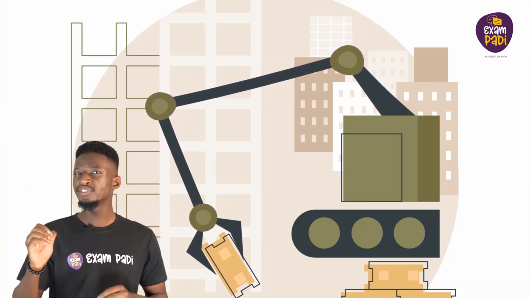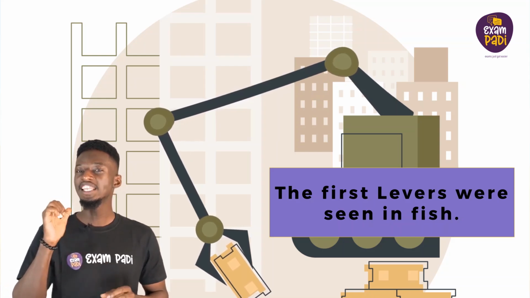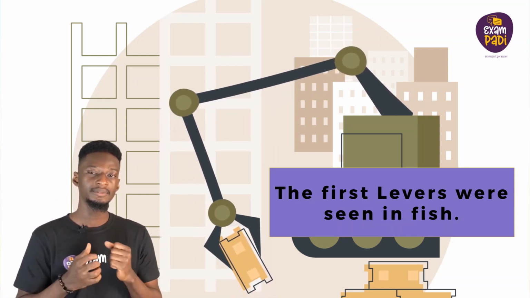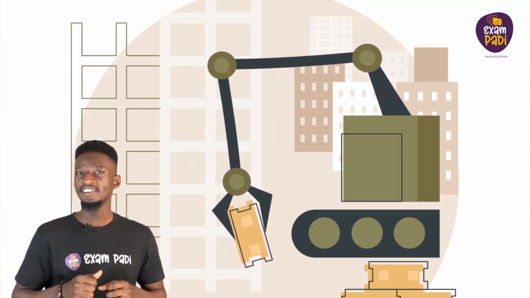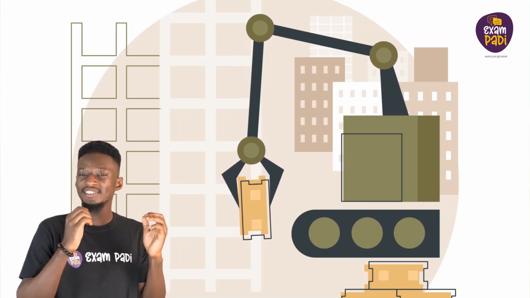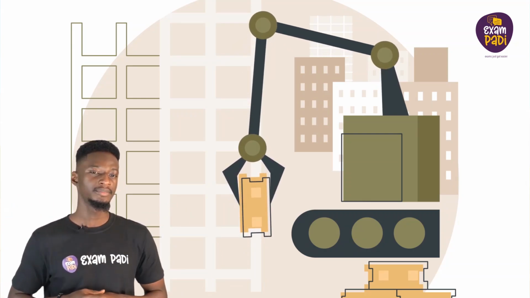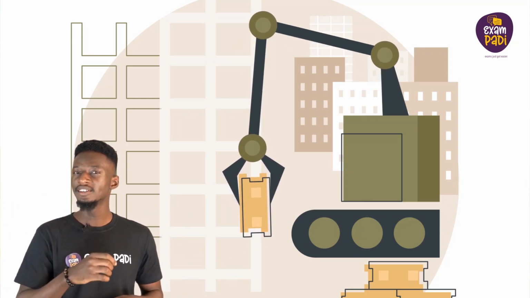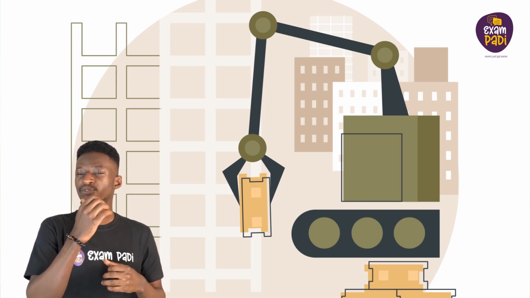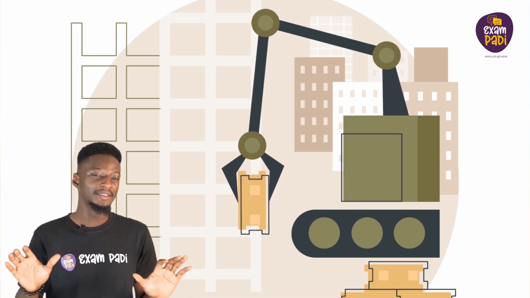About 440 million years ago, the first levers were seen in fish. Unknown to human beings, they have been using levers right from the existence of humankind. However, in the beginning, levers were used to gather fruits and nuts before breaking them for food.